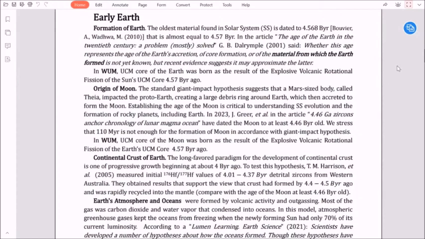In WOM, the UC matter core of the Earth was born as the result of the explosive volcanic rotational fission of the Sun's UC matter core 4.557 billion years ago.